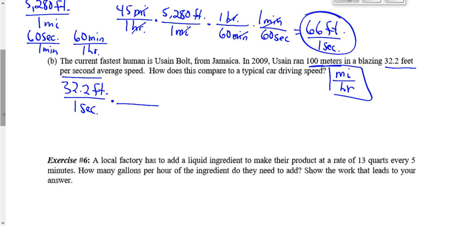Okay, so 32.2 feet per 1 second. I don't care if you cancel the feet first or the seconds first. Who canceled the seconds first? Who canceled feet first? All right, I'll cancel seconds first. So 60 seconds in 1 minute. Well, I don't want minutes, I want hours. So 60 minutes to 1 hour.